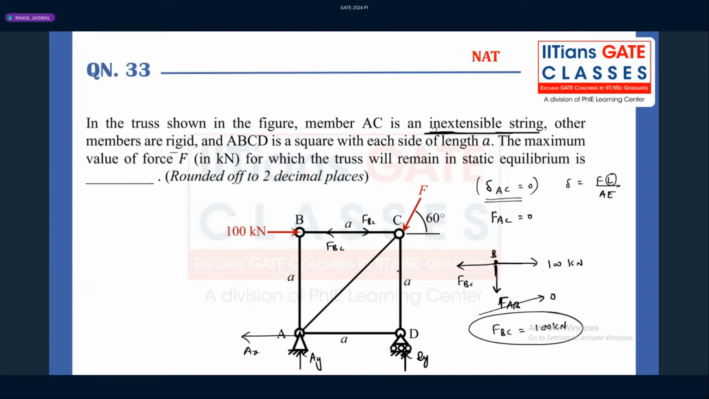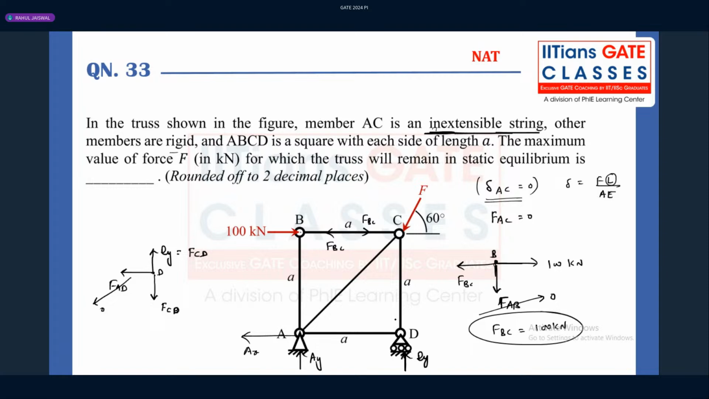And what about this? What is the force in the member CD? If you take a joint D, there is a Dy force, and there is a force CD, and there is a force AD, which is obviously zero. Why is it zero? Whenever at a particular joint three forces are acting, and two forces are in parallel or in the same direction, the force in the third member will be zero. So what about Dy? Dy will be equal to FCD.